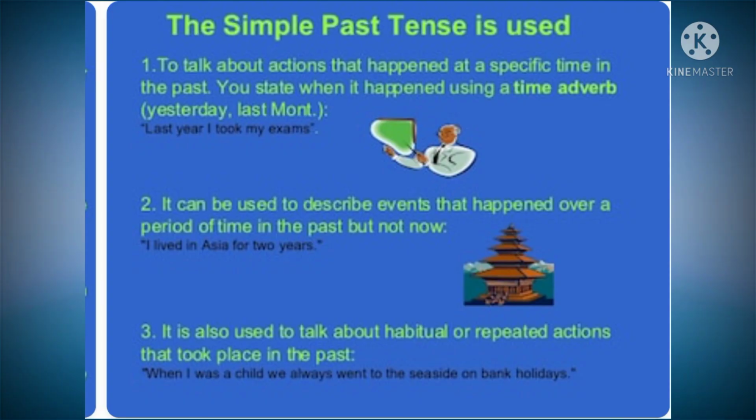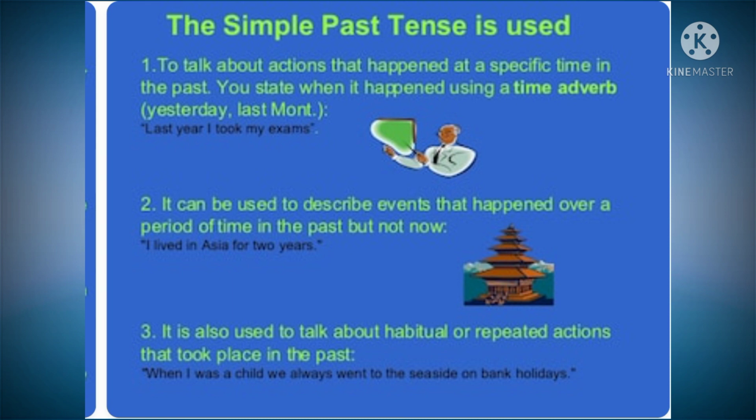The second usage is, it can be used to describe events that happened over a period of time in the past but not now. For example, I lived in Asia for 2 years. Okay, it must have happened in the past, but if it is still continuing, which tense do we use, children? We use present perfect continuous. That you have to keep it in your mind. According to the time only we use these tenses.